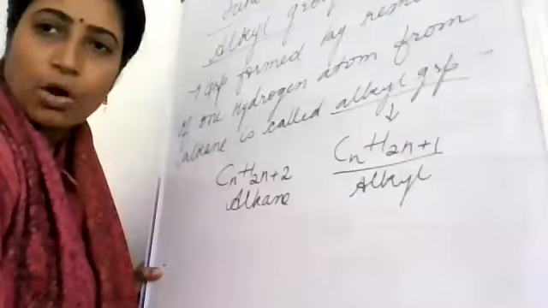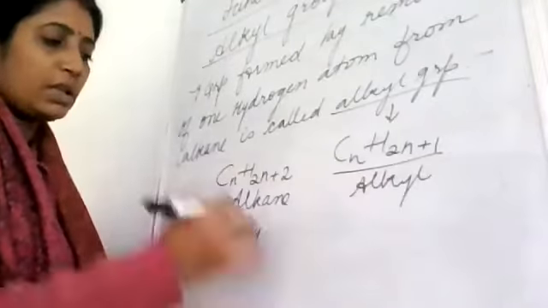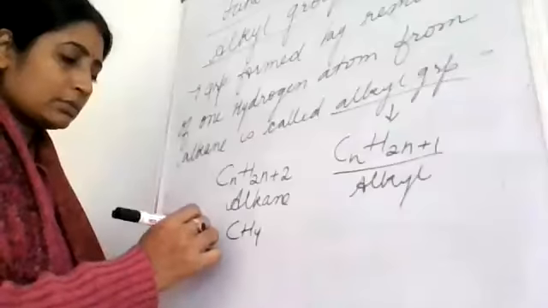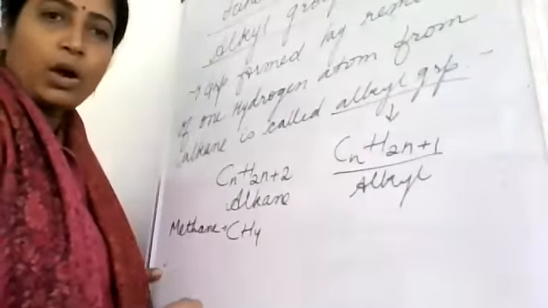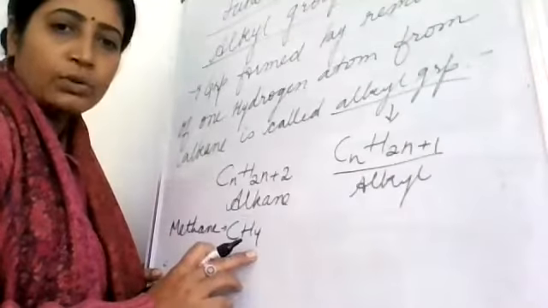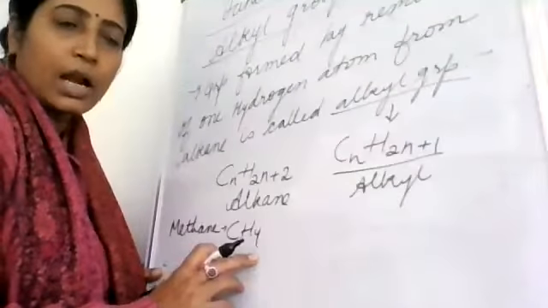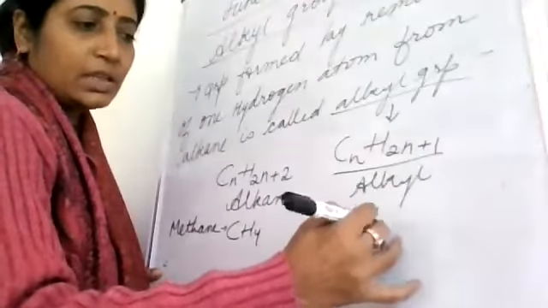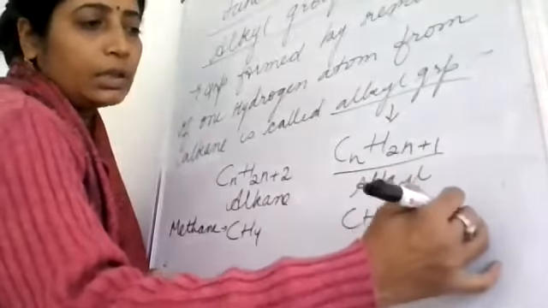First member of homologous series of alkane is methane, and the formula is CH4. So CH4 is called methane. So its alkyl will be what? Removal of one hydrogen atom. After removal of one hydrogen atom, what is it going to become? CH3. It will be CH3, and now it will be called methyl.